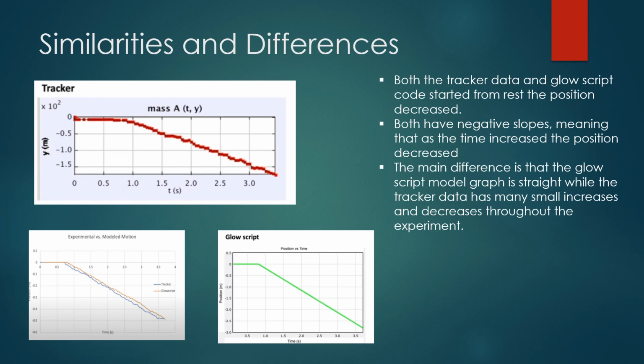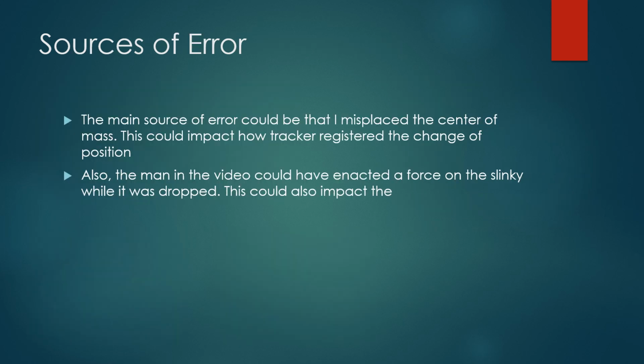The main similarity between the model and the data was that both slinkies were initially at rest, and then as the time increased, the position decreased. There were small discrepancies in the data graph that could have been caused by outside forces such as the tension force from the slinky on the slinky. The possible sources of error are that the man's hand might have enacted a force on the slinky as he dropped it, and that I might have misplaced the center of mass while I was using Tracker. Displacing the center of mass would drastically impact how Tracker recorded the motion.